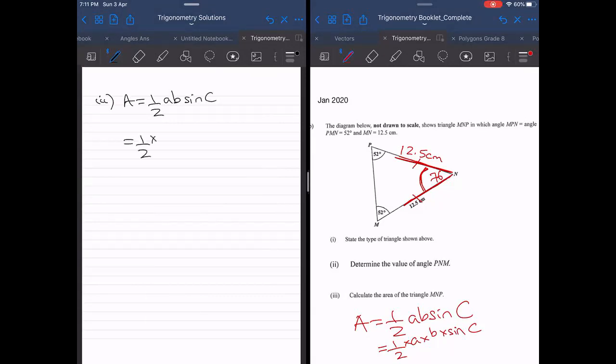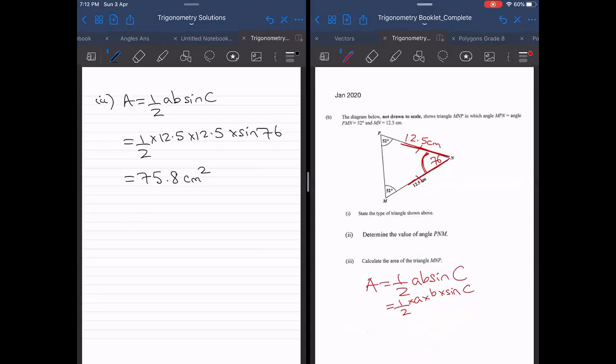So this is a half times 12.5 times 12.5 times sine 76. So yes, you guys should be getting 75.8. Yeah, so that question is pretty straightforward. Okay, seeing that the persons who tried got it. Very good job, guys.